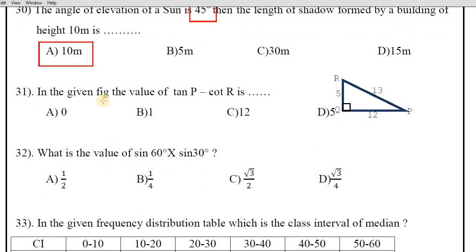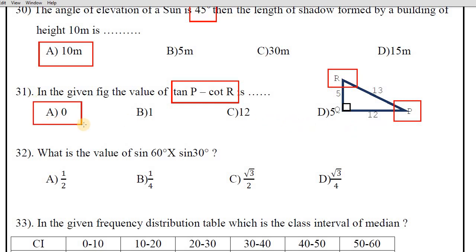Question number 31, children. In the given figure, the value of tan P minus cot R is? When you take tan P, P is the reference angle, so you write 5 by 12. When you take cot R, this is the reference angle, so you write base by perpendicular, isn't it? So 5 by 12 only you will get for that. So 5 by 12 and 5 by 12 get cancelled and we get the answer A, that is 0. Question number 31, answer option A, 0.